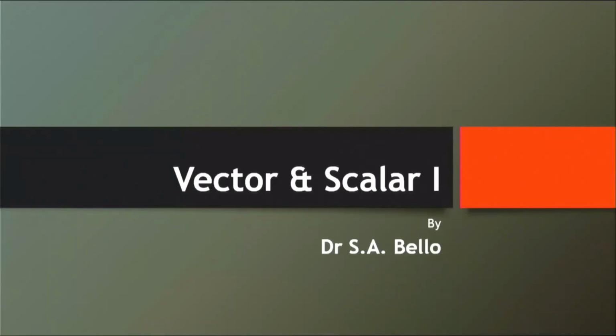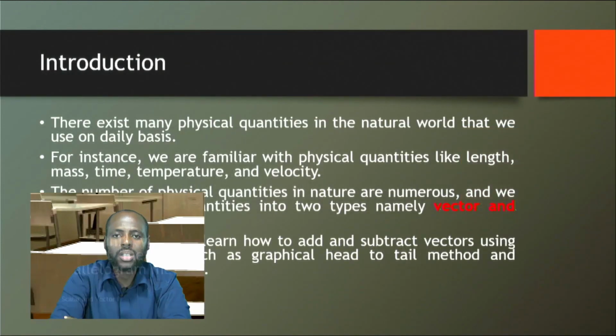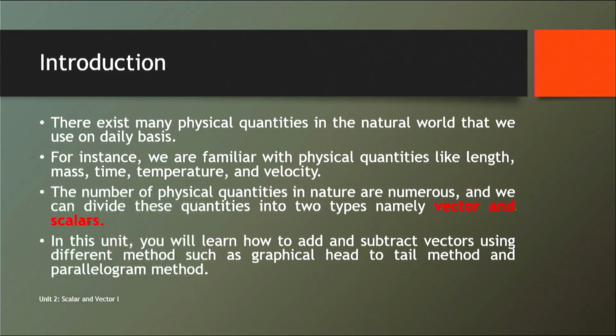So with this, we can go deeper today and learn about how we can classify these physical quantities into vector and scalar quantities. So let's start. We understand that there exist many physical quantities in the natural world that we use on a daily basis. For instance, we are familiar with physical quantities like length, mass, time, temperature, and velocity. The number of physical quantities in nature is numerous, and we can divide these quantities into vectors and scalars.